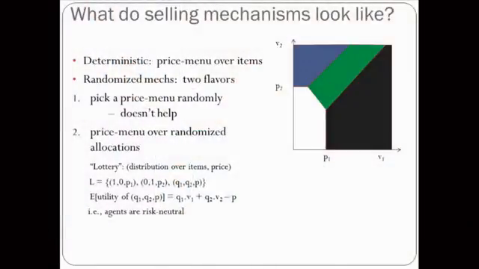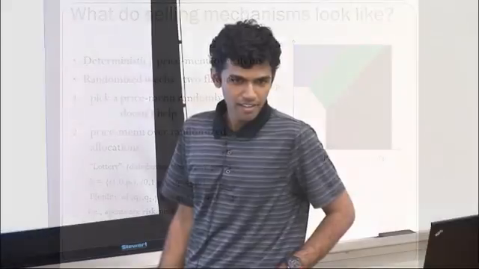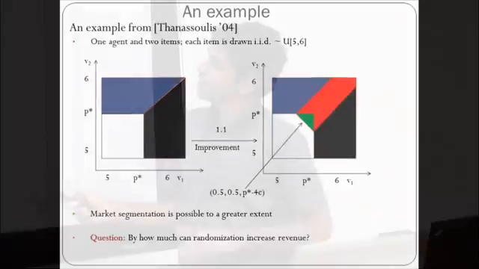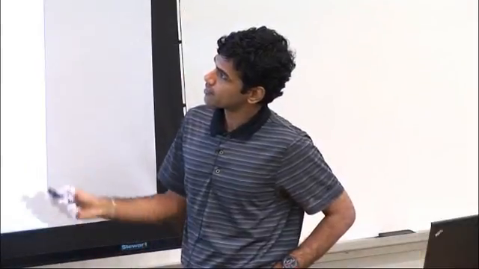So you have better segmented the market by doing this, and one will expect that if you can do this sophisticated market segmentation, you'll get better revenue. And that's exactly what's happening. And this happens even in very simple settings. Let's look at one agent, 2 items, and IID values uniformly distributed between 5 and 6. This is from Thanassoulis.